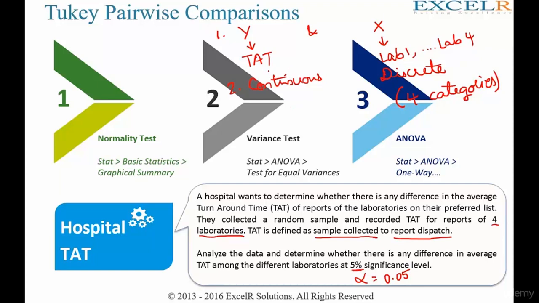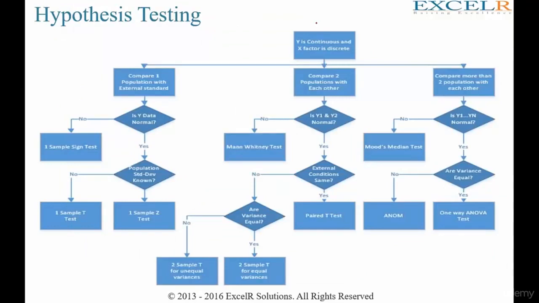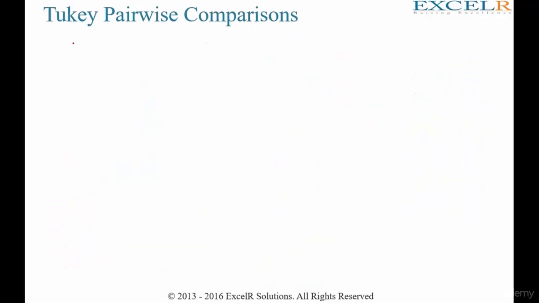If the output variable of interest is continuous and if the input variable of interest is discrete in greater than 2 categories, then what do we do? Let's see. If the output variable is continuous and the input variable is discrete, and we are trying to compare more than 2 populations, this is the particular branch that we need to traverse. We do not jump into ANOVA yet, right? We first check whether data are normally distributed or not. That's the first step. So we need to first perform a normality test.